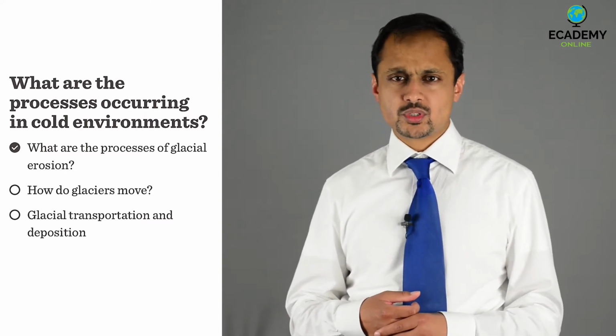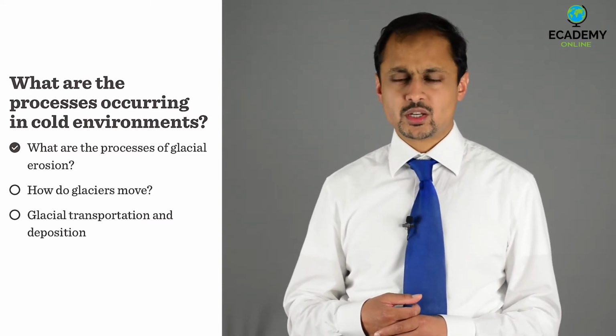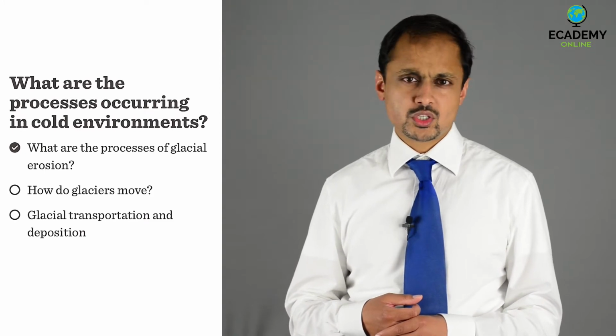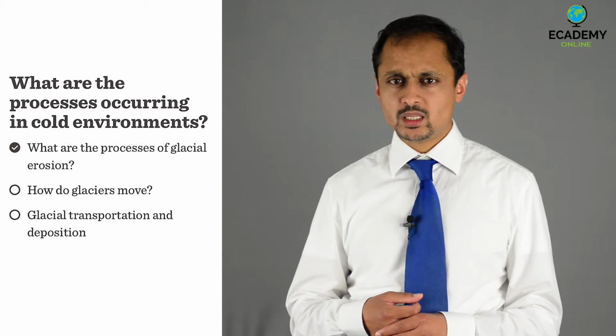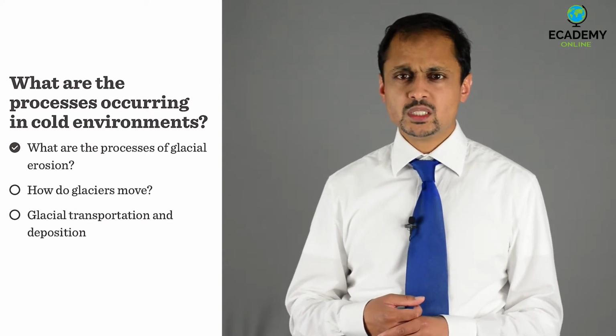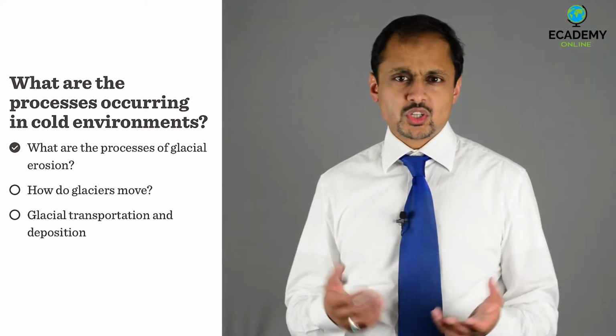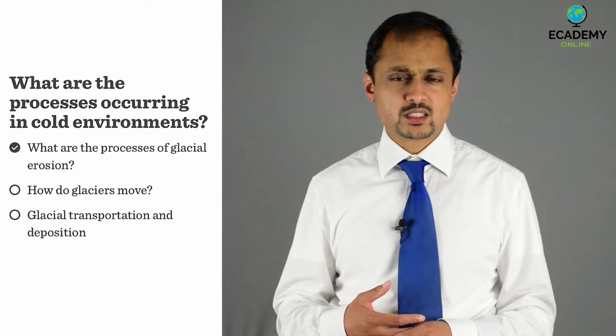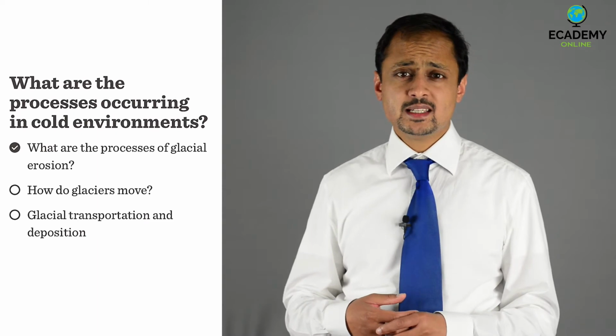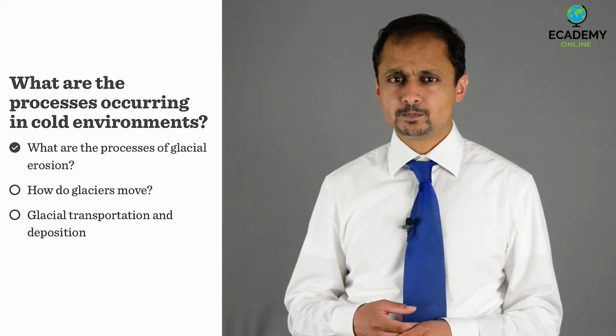Nivation is a series of processes that operate underneath a patch of snow, leading to the disintegration of the rock's surface. There are a number of major landforms which are mainly produced by glacial action. These include cirques, arêtes, corries, pyramidal peaks, glacial troughs, hanging valleys, and truncated spurs.